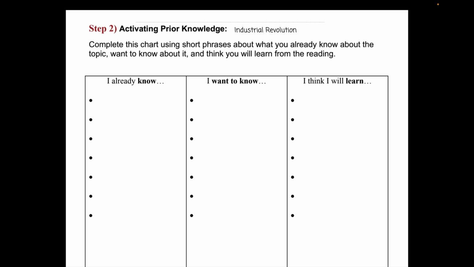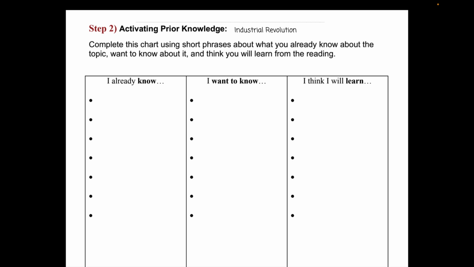In the K section, write down everything that you already know about this topic, or anything the topic reminds you of. You should use short phrases, not complete sentences. In the W section, jot down what you would like to know. Include any questions that you have regarding the topic. In the L section, write down a few phrases about what you expect to learn about in the reading.